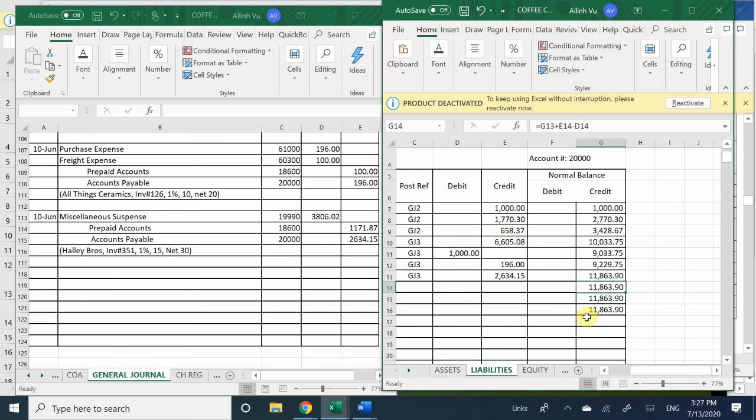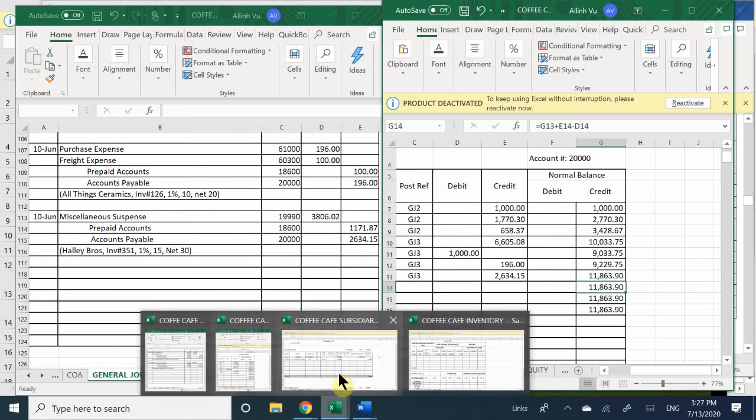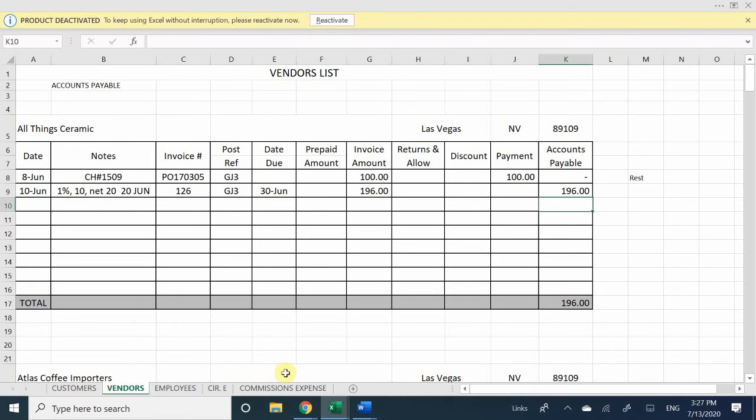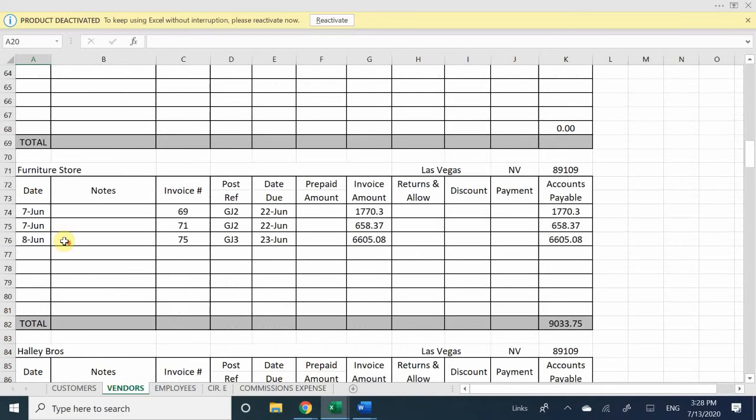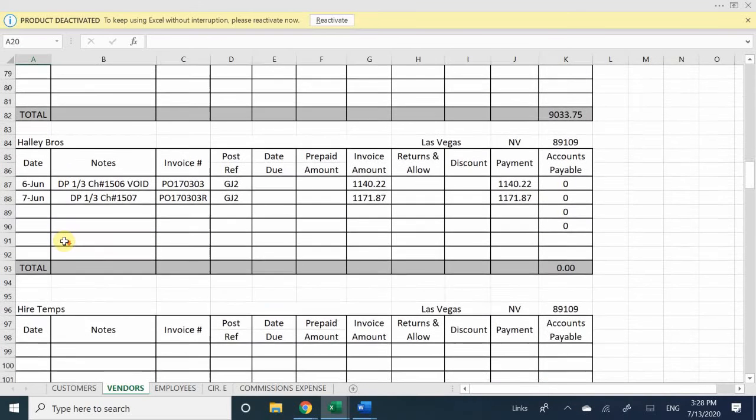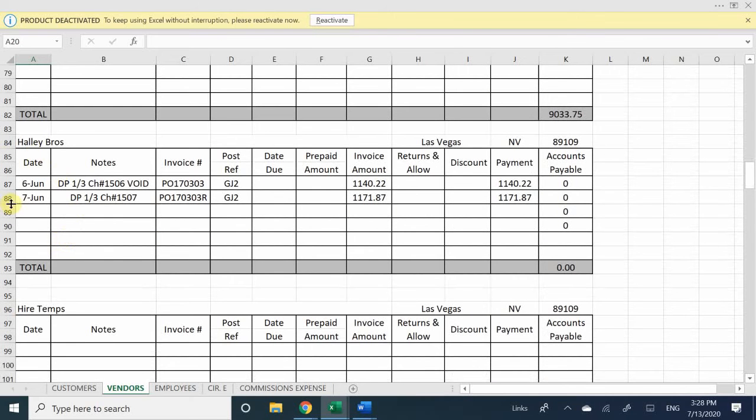All right. And then lastly, we got to go to our subsidiary ledger and update the information there. So we're going to go here and we're going to look for our vendor, which is Haley or Hallie, whatever you want to call them. Yeah. Hallie Bros right here. Okay, so 610. We received them from there.